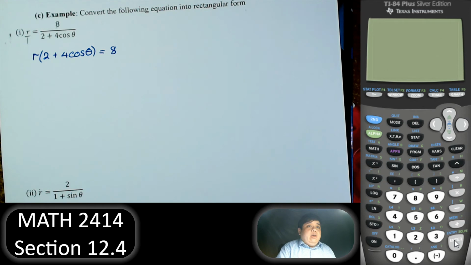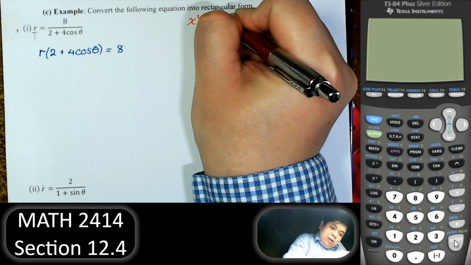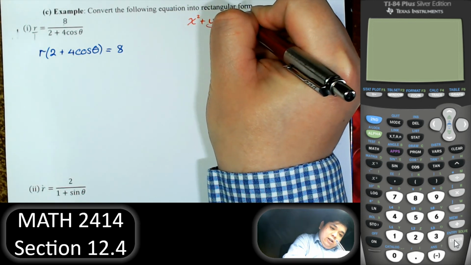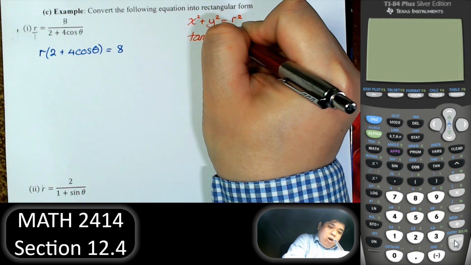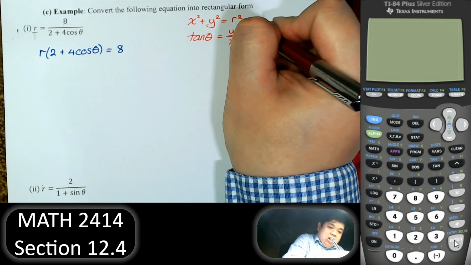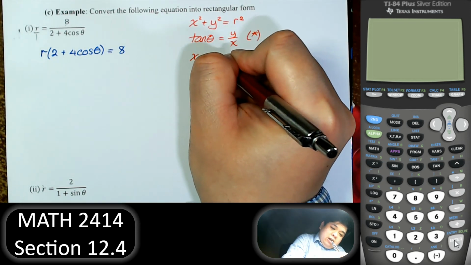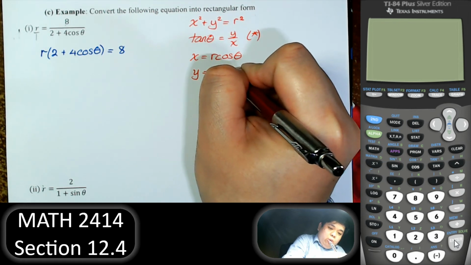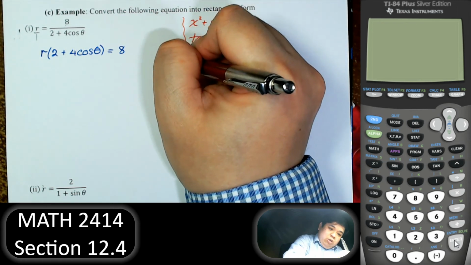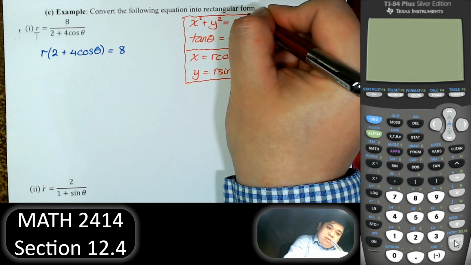Now, how can we simplify this? Remember, we only have x squared plus y squared is r squared. Tangent is y over x. I put an asterisk there just to make sure that you check the quadrant. And then x equal to r cosine theta and y equal to r sine theta. So those are all we know between rectangular and polar equations.